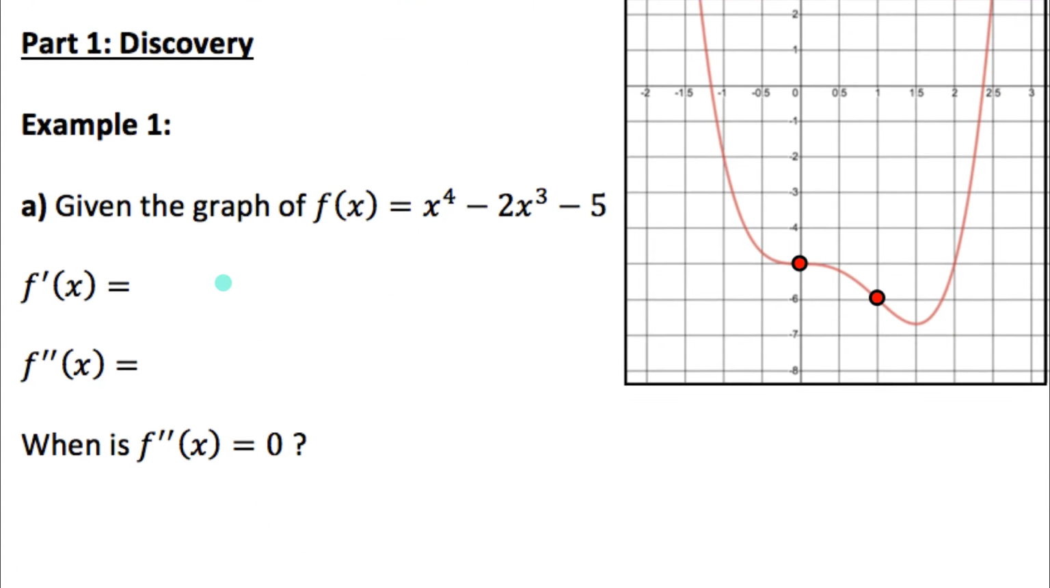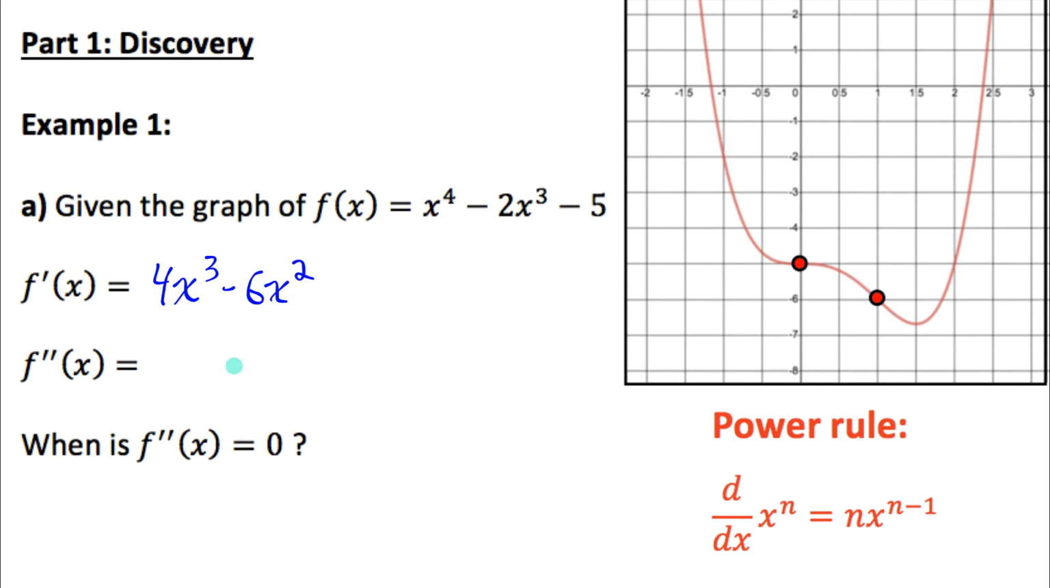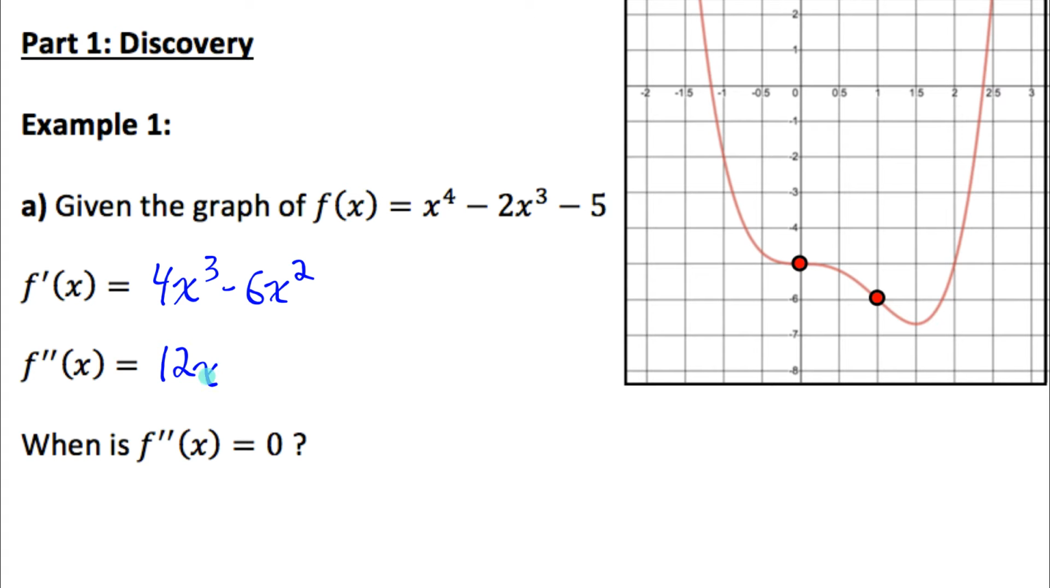So in this discovery, let's start by looking at this degree 4 function. I've given you the equation and the graph, and let's find its first and second derivative. For the first derivative, let me just use my power rule, and I would get 4x cubed minus 6x squared minus 0. And second derivative, well, I just have to find the derivative of the first derivative, so use my power rule again, and I would get 12x squared minus 12x.